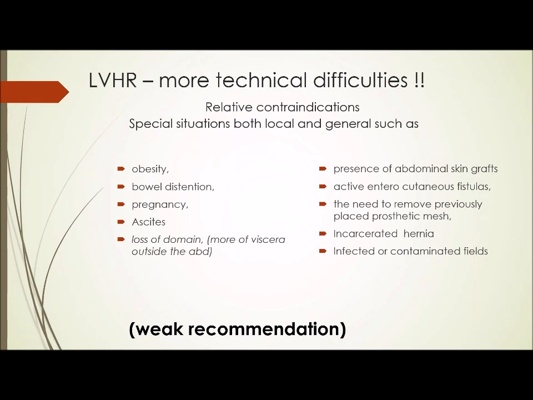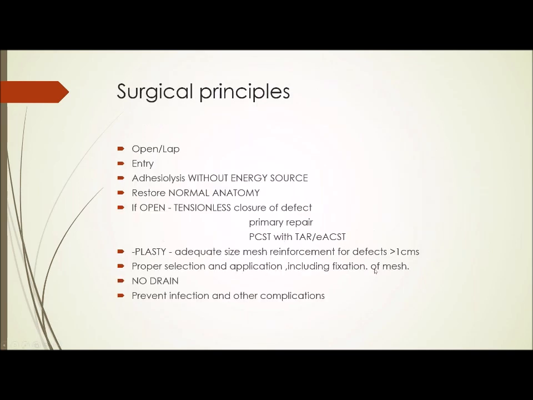Or the patient has got a colostomy site or an enterostomy site. Don't go ahead and do it laparoscopically. Previously, prosthetic mesh site infected, you have to remove it. Do an open procedure. Incarcerated hernia, infected or contaminated fields. So these are basically relative contraindications. But then these are weak recommendations. Okay. Now surgical principles. Number one, open or lap, decide.